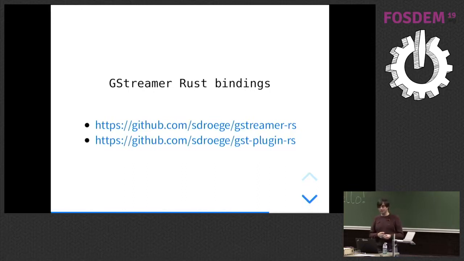Those bindings cover a lot of the API, I think most of it, all of it. I can say all of it, yeah. And then he wrote a bunch of plugins in Rust based on these bindings. So you already have really good examples of how to write plugins in Rust if you want to. And there is a place for them to go upstream. If you want to write a new plugin in GStreamer in Rust, you can do that.